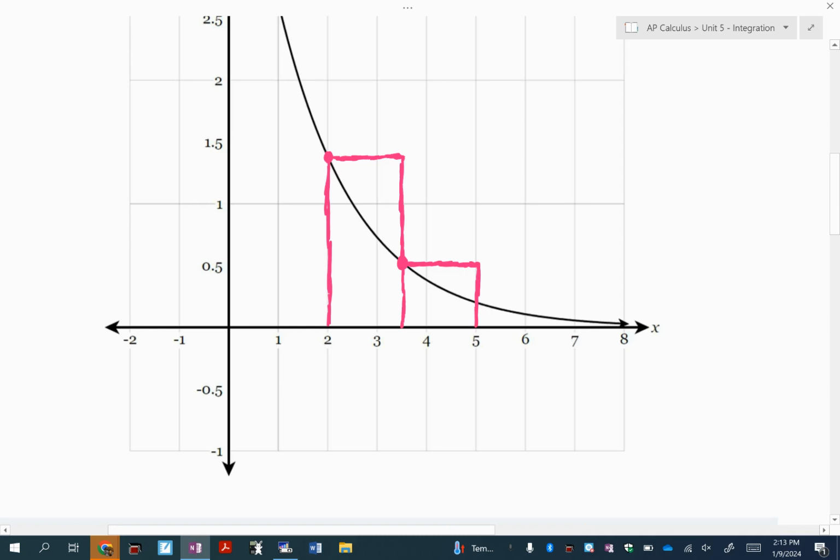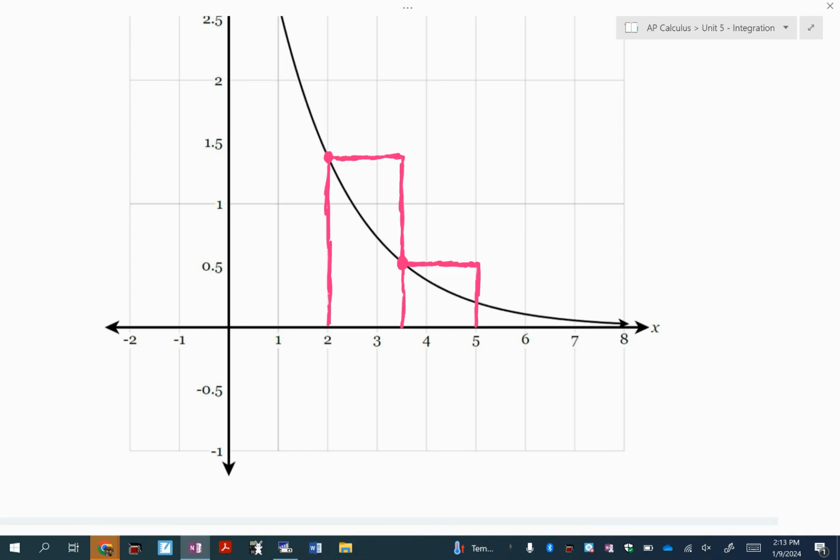Wait, what do you put the dot at? I put the dot there because I want you to think that this is the left endpoint of my rectangle. So it starts from the left. I'll show you once we're done. I can erase it and do the right endpoint if you want to see how it would be different.